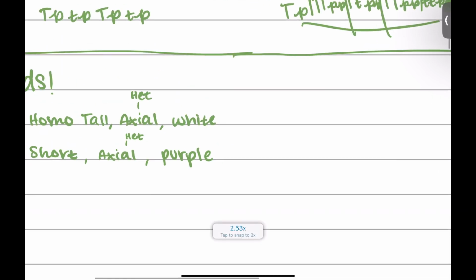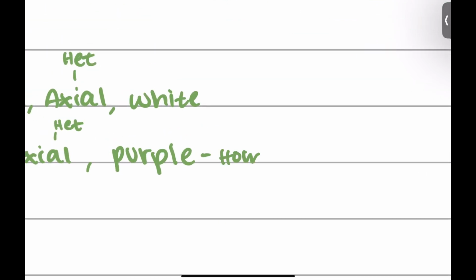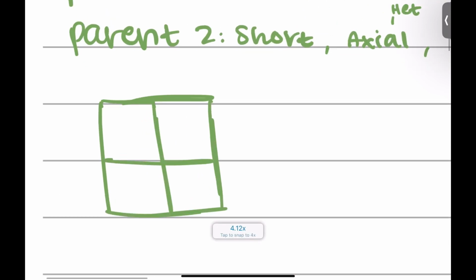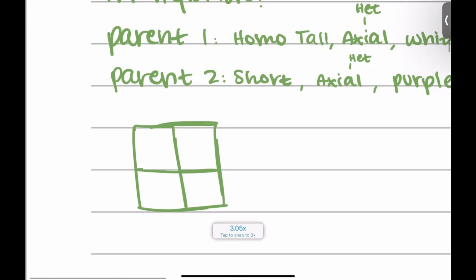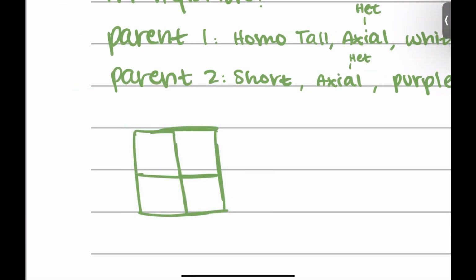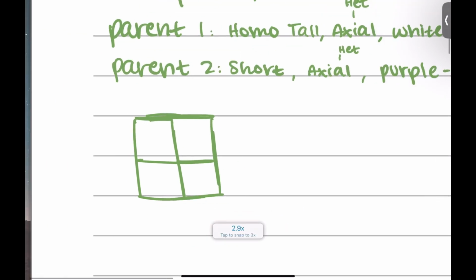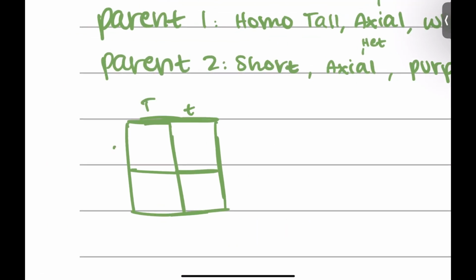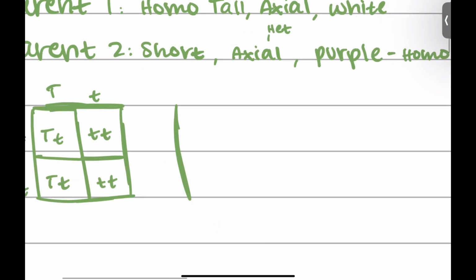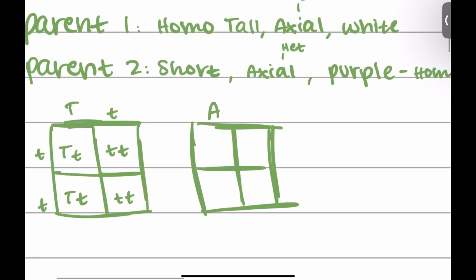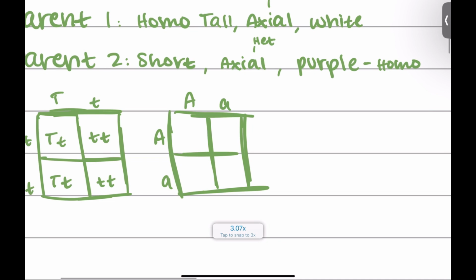Why do I keep writing the E? Homozygous. So now we're going to do the 3 Punnett squares for each trait. So we're going to do the tall x the short. So that's going to be big T, little t is going to be the genetic cross. Nope, that's wrong. I think I changed it. Change the homo tall to hetero. It's not going to be hetero, that's just what's going to happen.